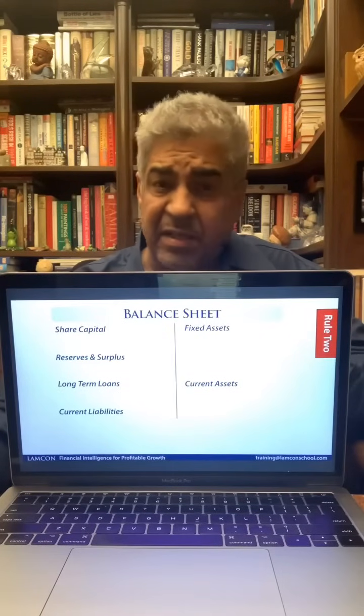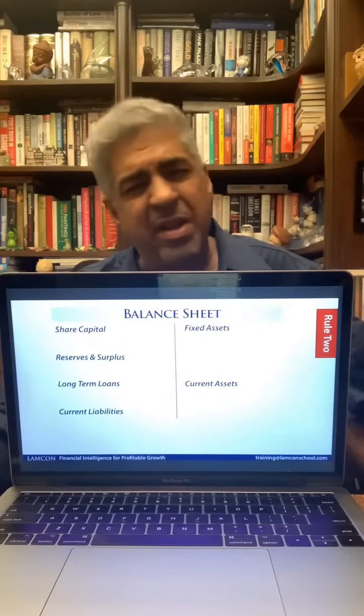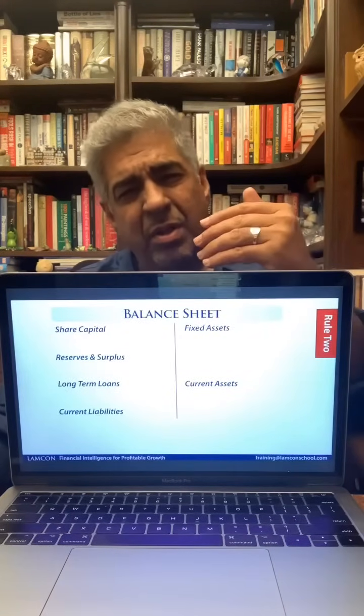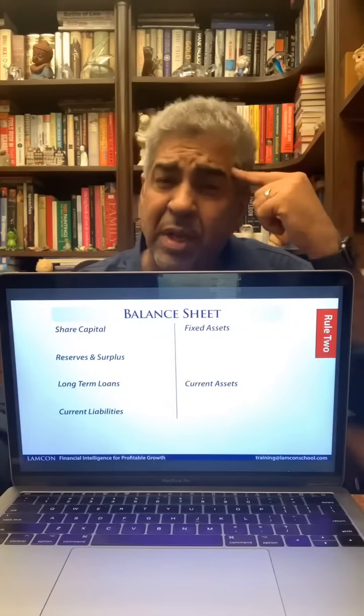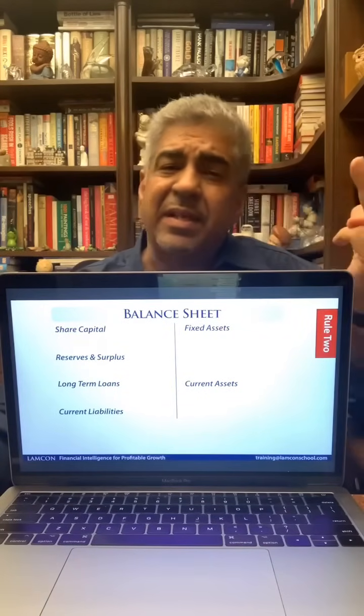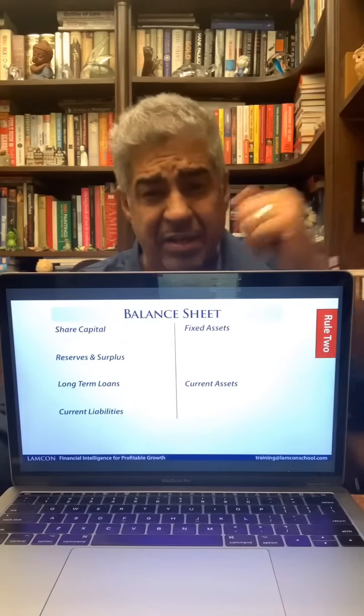Right hand side is even easier. Land, building, plant, machinery, furniture, fixtures, tools, software, hardware, vehicles, all these will be shown as fixed assets, and current assets, you know the three items: inventory, cash, and debtors.